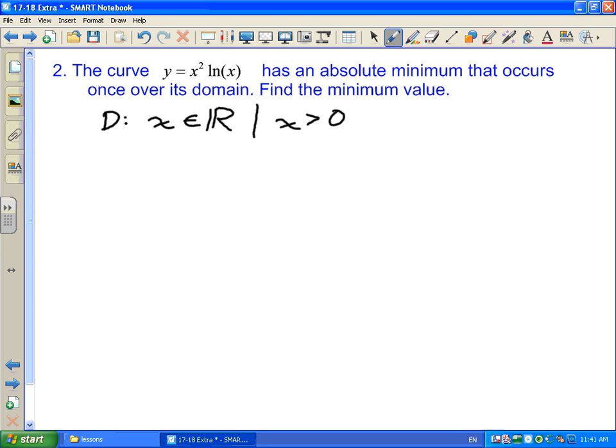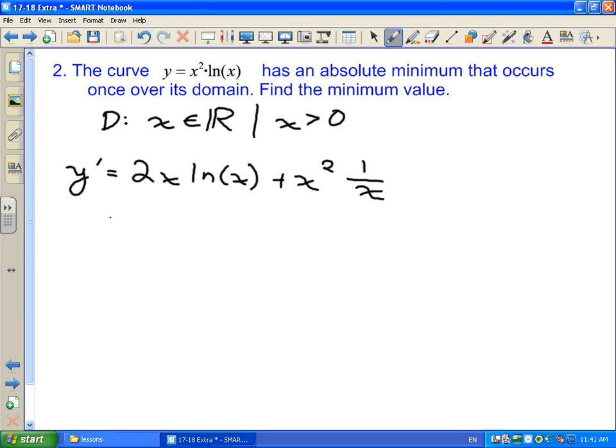Now, if we're looking for a minimum, well, we've got to find our critical numbers. So we are going to take our derivative and set it equal to 0 here. So let's find our derivative. We've got x squared times ln x. So we know that we're going to have to use product rule. So derivative of the first part, 2x ln x plus x squared, and what is the derivative of ln x? 1 over x.